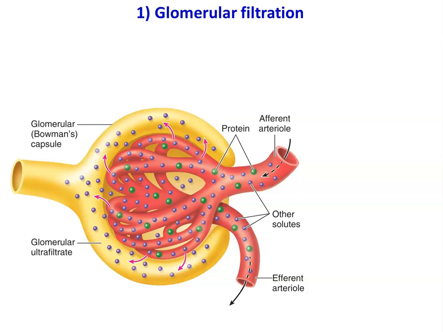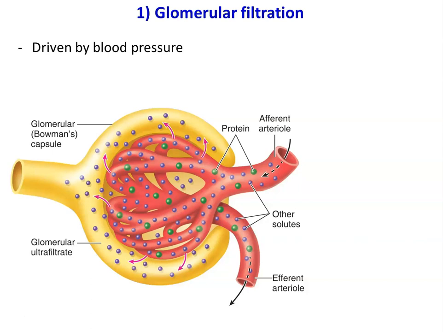So the first step of urine formation is glomerular filtration. And the amount of filtration that occurs at the glomerulus is driven by blood pressure. So the higher the blood pressure in the glomerular capillaries will result in a higher filtration rate. And this concept was covered when we did the blood vessel lecture.